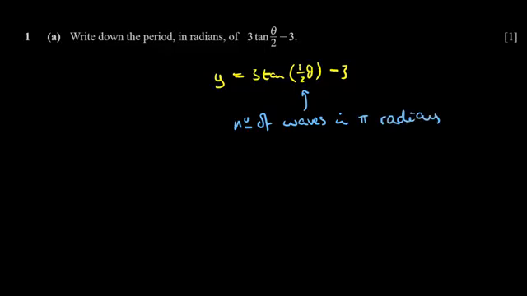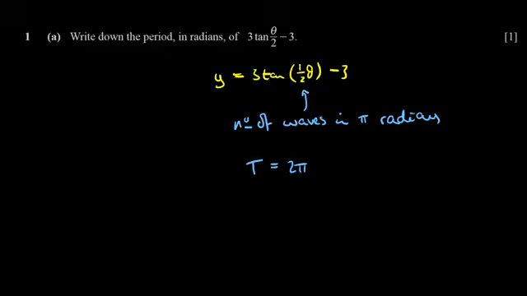Now, of course, if we've got half a wave in pi radians, then one wave is going to be equal to 2 pi radians. Let me say that again. If half a wave exists within pi radians, then one full wave is going to take up 2 pi radians. And that's what we refer to as the period of the wave. The period of the wave here is going to be 2 pi.